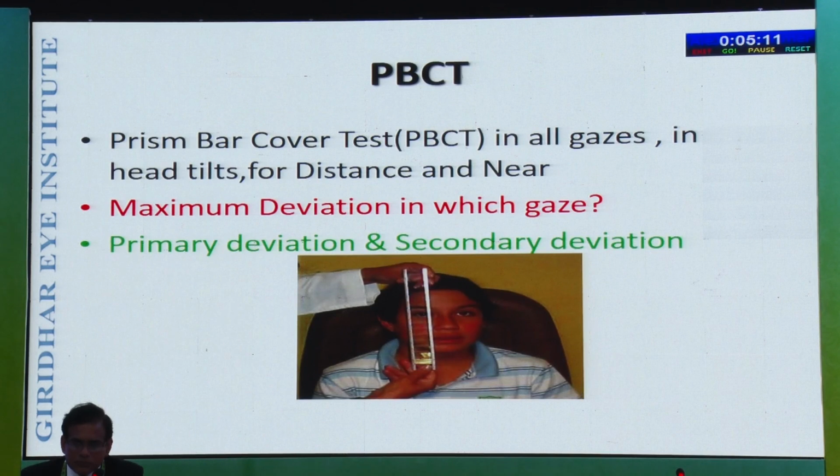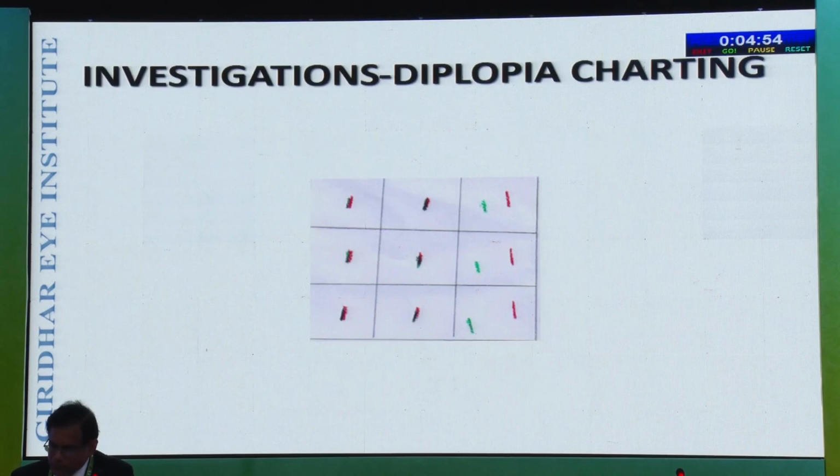Prism bar cover test is very important, and it has to be done in all cases for distant as well as near. It shows the maximum deviation in which gaze, and it also tells us about the primary deviation and the secondary deviation. Diplopia charting is very important. It tells us whether it is uncrossed diplopia or crossed diplopia, whether it is horizontal or vertical, and it gives us the direction of maximum separation.